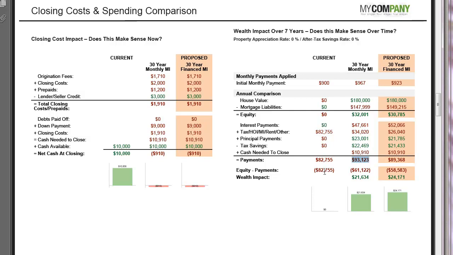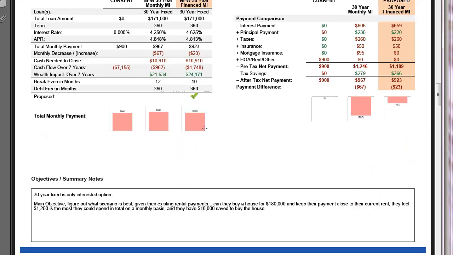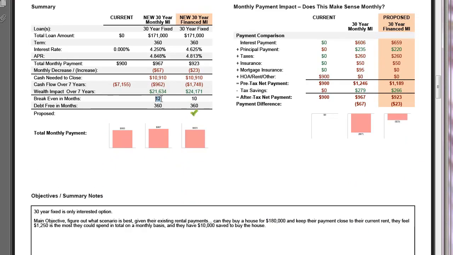So when I look at the difference here, your wealth is going to decrease by $82,755 renting. It's only going to go down by $61,122 owning the property. So even though it's a negative wealth impact, you're positive $21,634 comparing your rent versus your own. And when does this wealth impact go positive? Well, that's right here on the break even. It's positive for the client in 12 months or 10 months. So we're doing something very unique there. And this is true with refinancing, now purchases, any kind of scenario you do for your client.